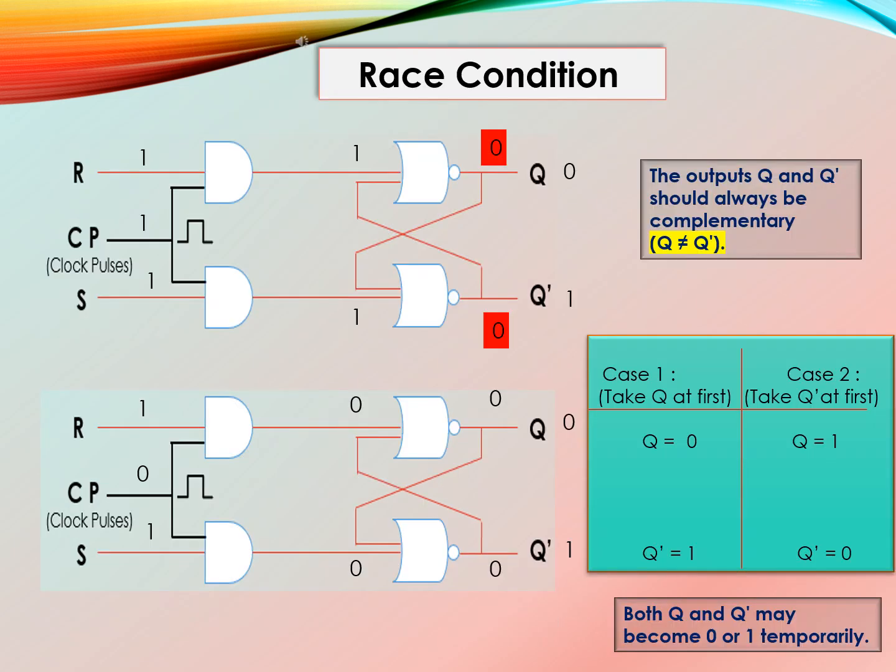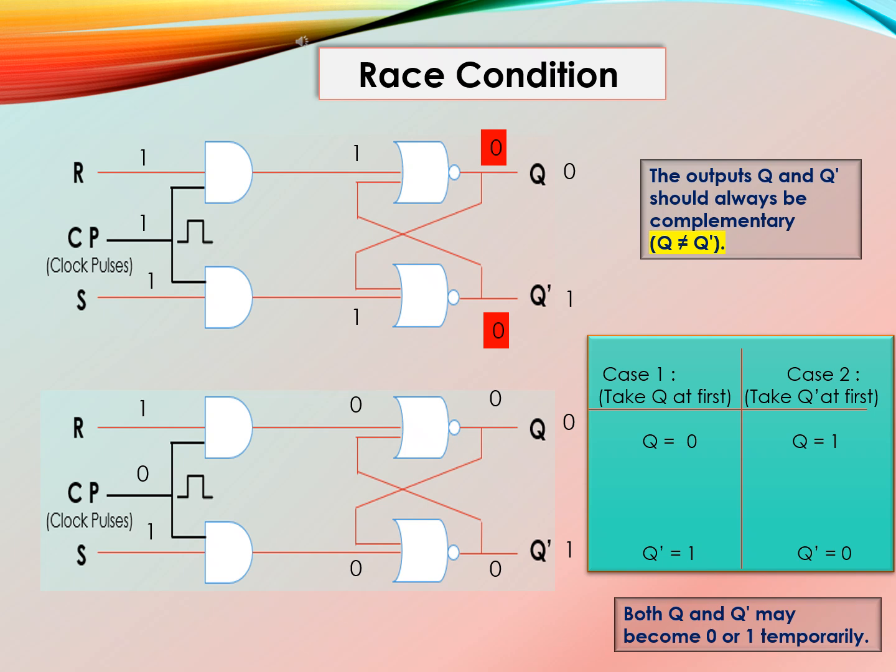One major issue with the RS flip-flop is the race condition. This happens when both S and R are 1 while the clock is high. In this case, both outputs Q and Q prime could temporarily become 0 or 1, breaking the rule that Q and Q prime must always be opposites.